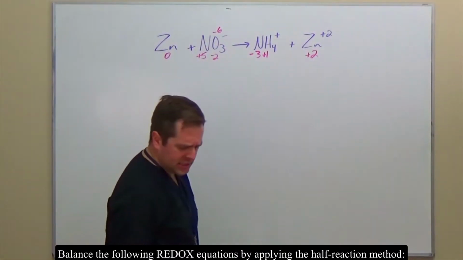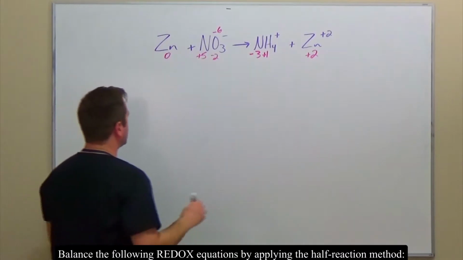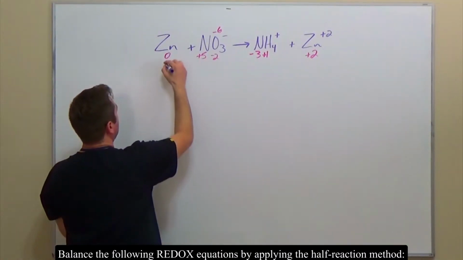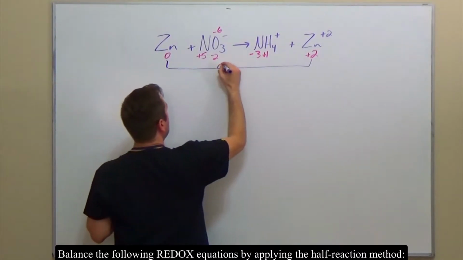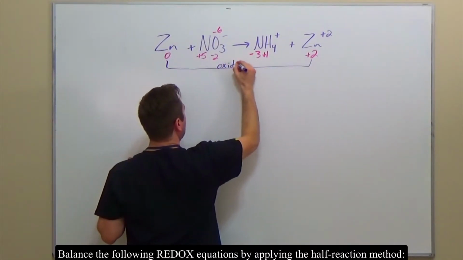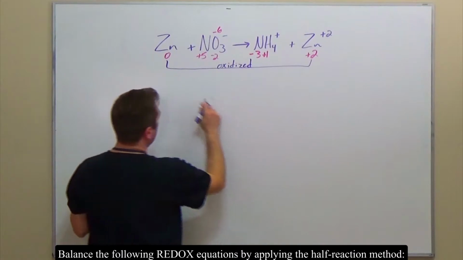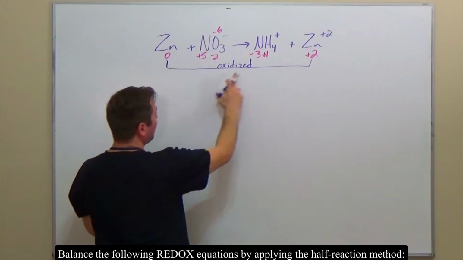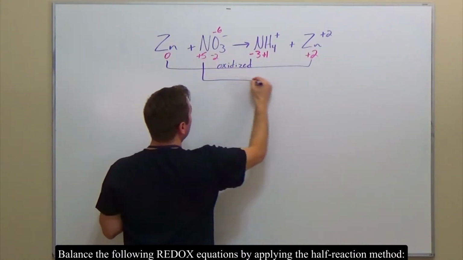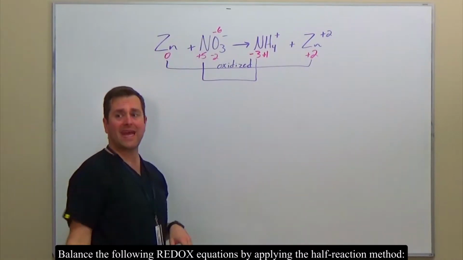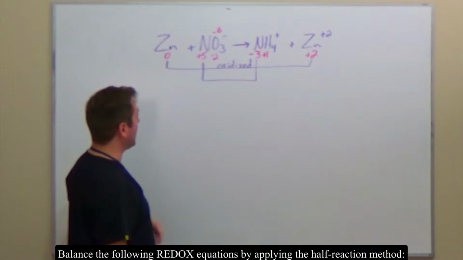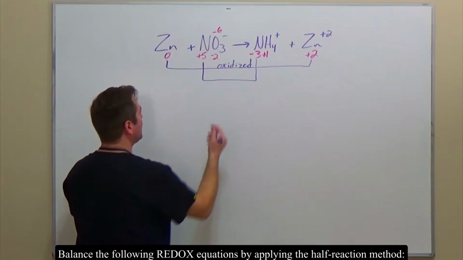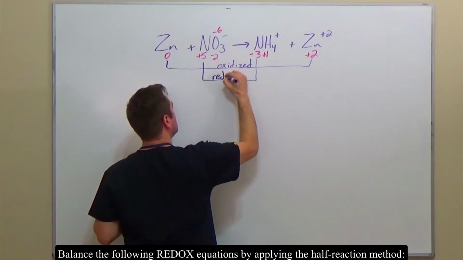Okay, now identify what happened here. What happened to our zinc? It became more positive. So therefore electrons were stripped away, and we say that it was oxidized. Okay, what happened to nitrogen? Here is +5, and all of a sudden, it's now -3? Wow, it gained a bunch of electrons, right? So, how many electrons? Quite a few. We say that it got reduced.